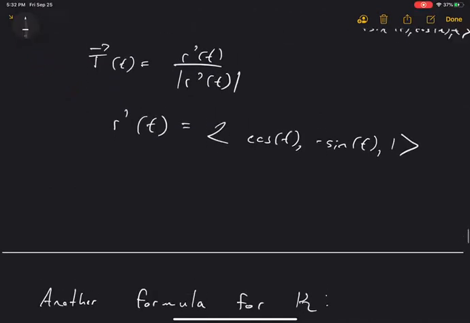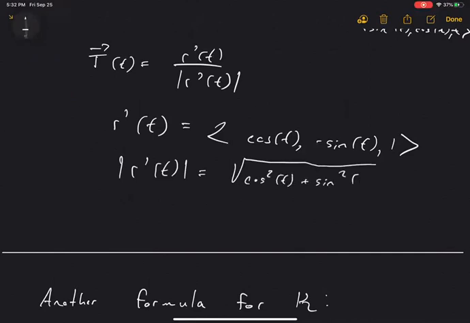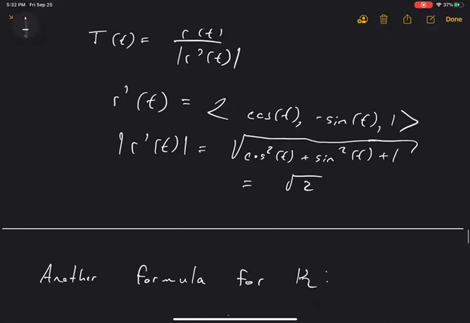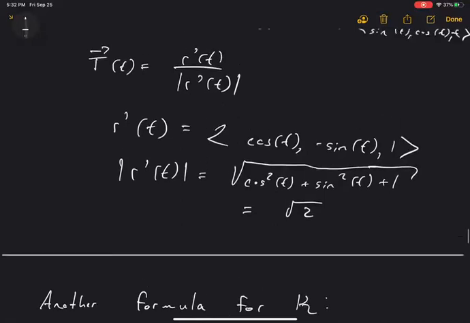All right, so I found that. Now I need to find the magnitude of that. So I take the magnitude of r prime of t. Well, that's the square root of cosine squared of t plus sine squared of t plus 1, which is equal to the square root of 2. All right, so with those two pieces of information, I can find T.